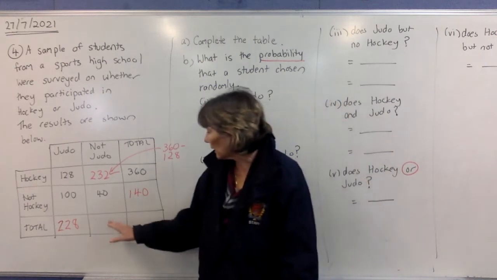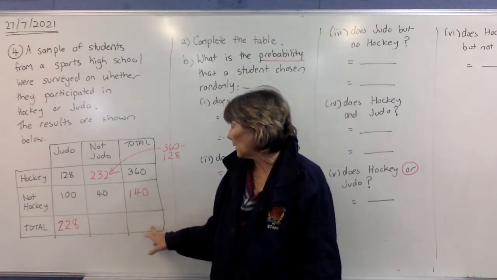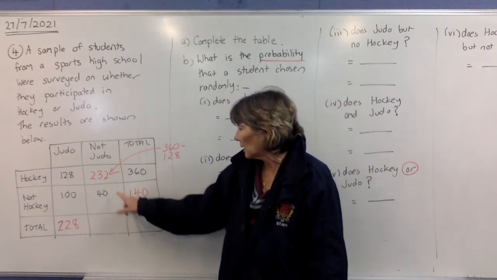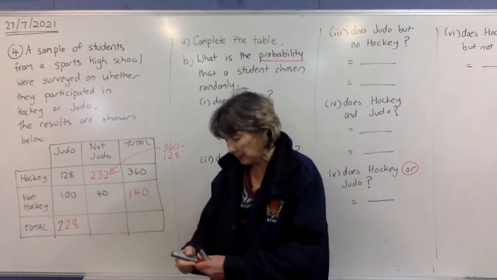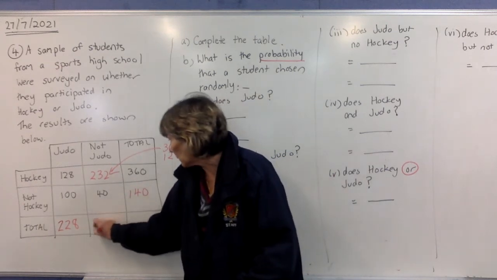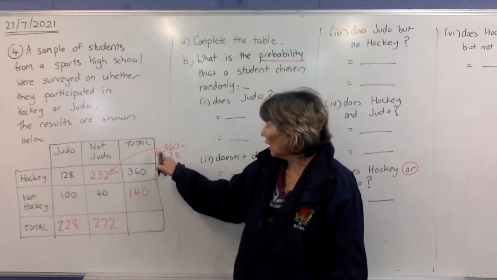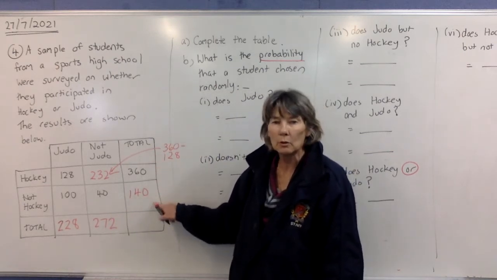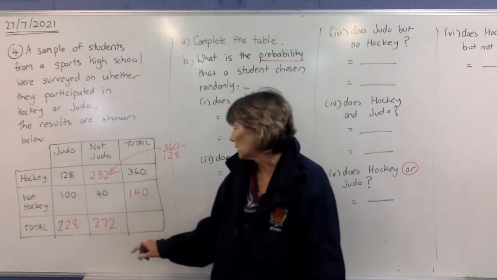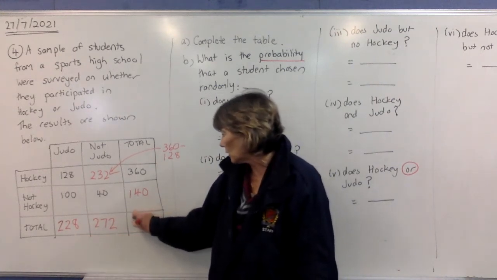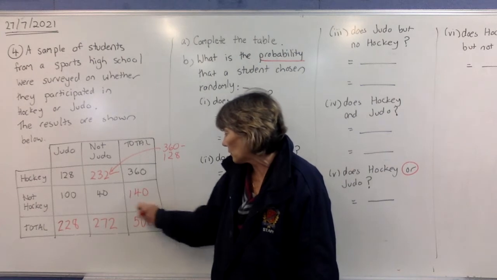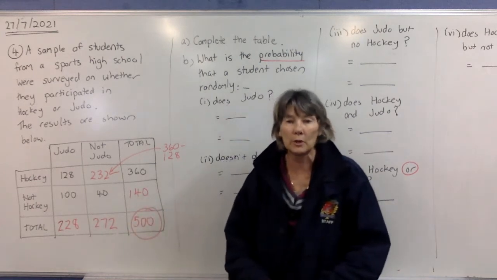Then we can come back to these because now there is only one blank space in these columns. If we add these two together, we will get the total down the bottom, 272. And then this one at the end, you can either total these two or you can total it crossways. Whichever way you do it, you should end up with 500 being the total number of students in your two-way table.